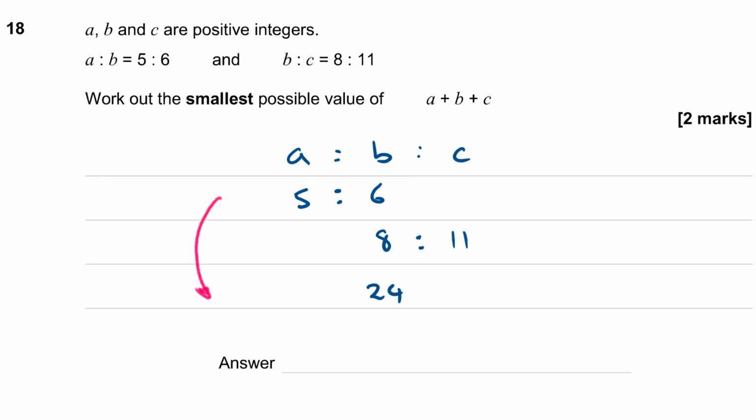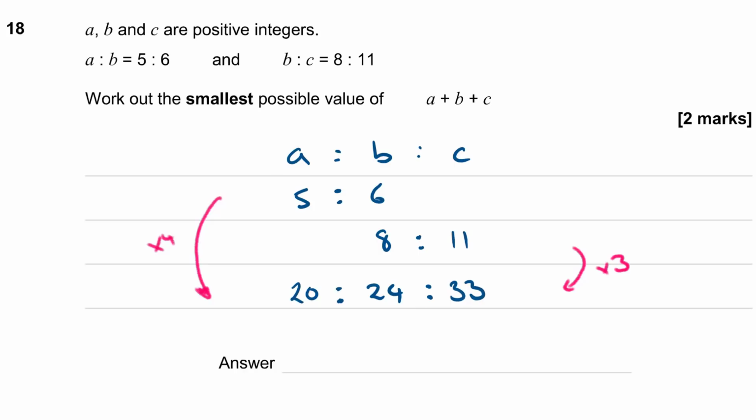If I take that first ratio and multiply it up by a scale factor of 4, then 5 times 4 is 20. So 5 to 6 is the same thing as 20 to 24. And 8 goes into 24 3 times. If I take that second ratio and scale it up by a factor of 3, I should get 11 times 3 is 33. So their combined ratio is 20 to 24 to 33.